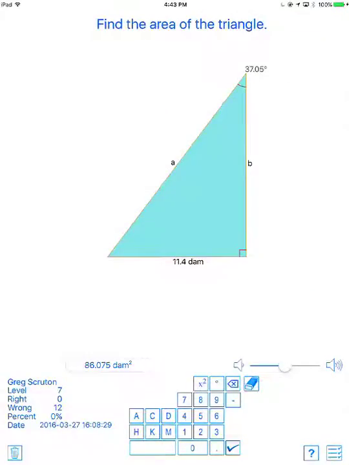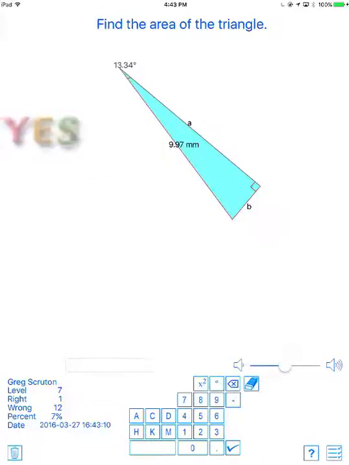And let's see. Yay! Totally right. All right, let's try another one. This one we're given the hypotenuse and we're given neither the base or the height. Here, let me rotate it this way.